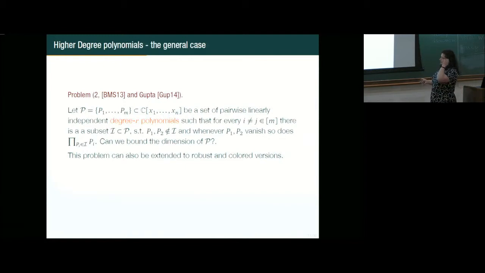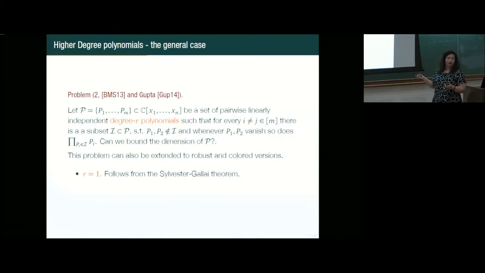And this is what raises the second problem, and this is the more interesting one, I think. Again, I have a collection of polynomials, but when I take two polynomials, instead of there being one polynomial that vanishes, I have a subproduct of the polynomials that vanishes. In this case, can you bound the dimension of the set?